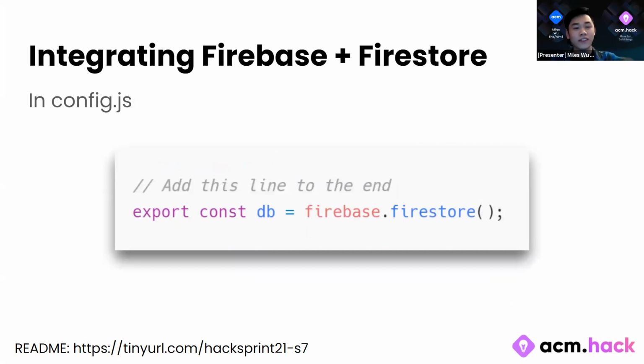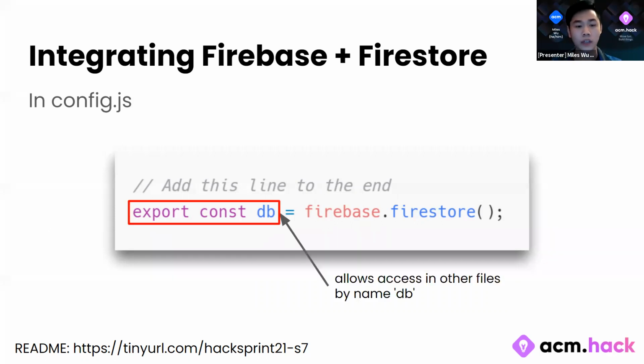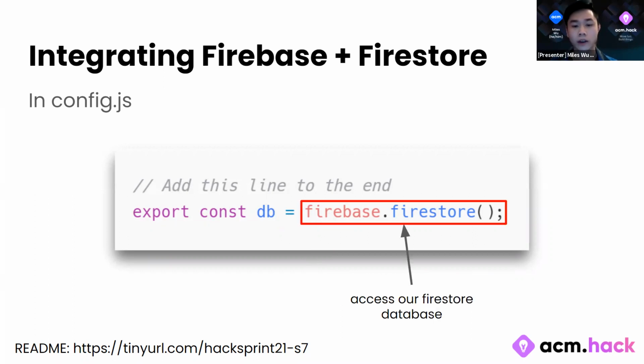Okay. And then at the end of this file, we will also add an export line here. And what is this doing? It's just exporting this database or DB variable so that we can use it in other files that we need it in. And this Firebase.Firestore part is giving us access to the Firestore database in our Firebase project.